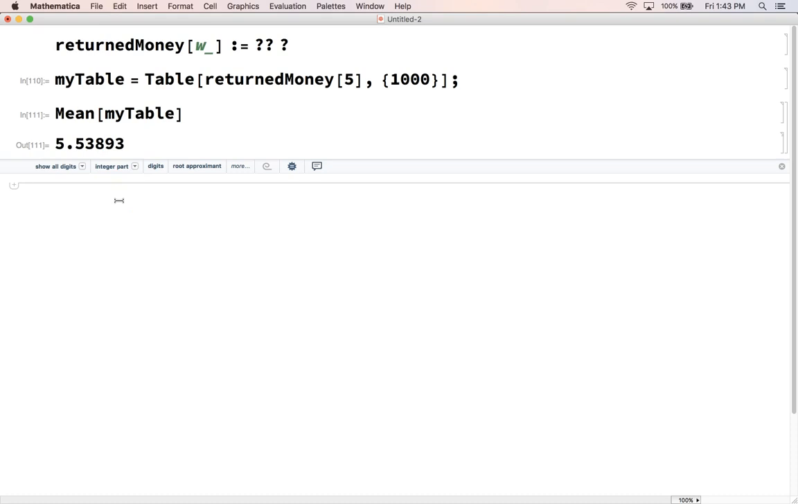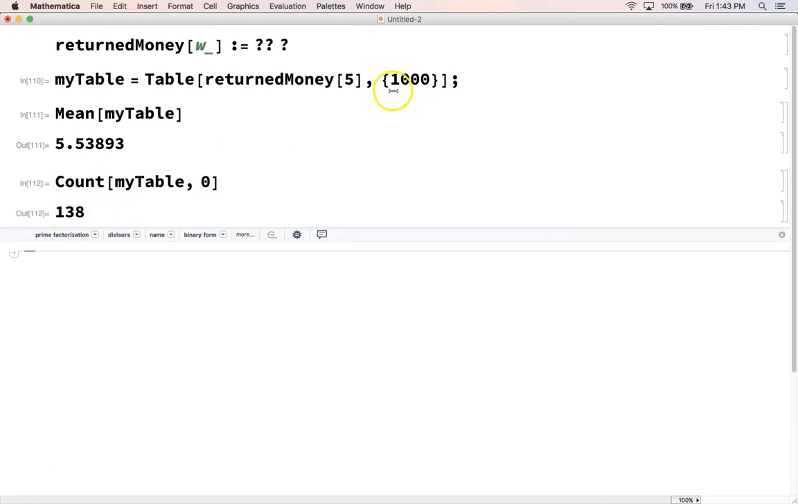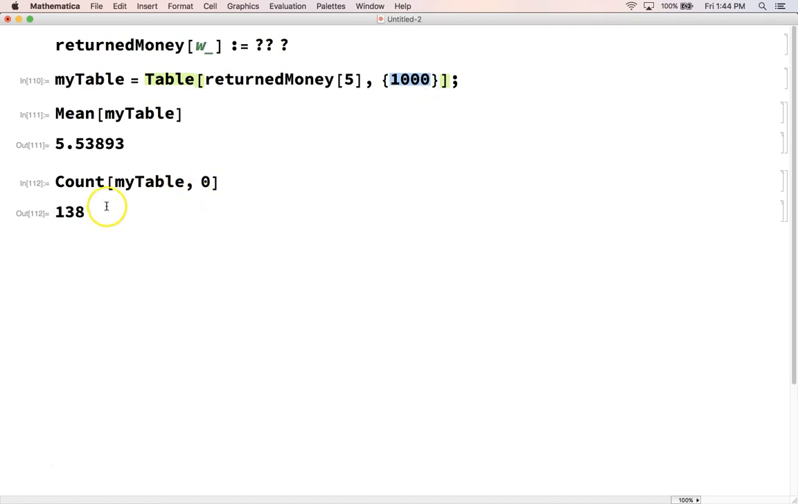What about zero? How often do you lose your entire investment? I can study that by using the keyword count. So I want to count in my table how often zero occurs. Out of 1,000 total, 138 times it lost all the money.